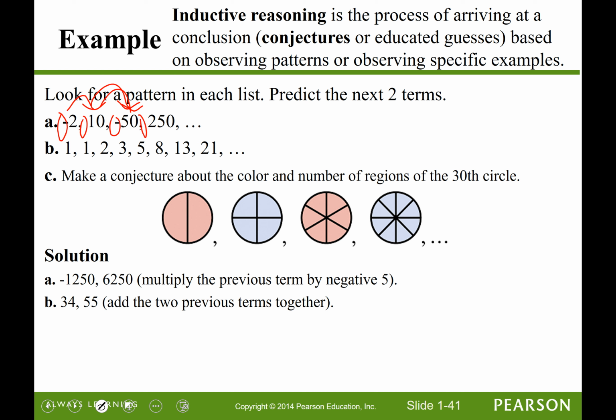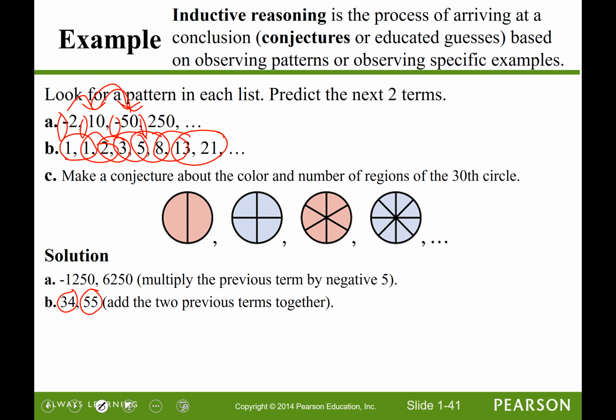And the pattern there is that you're adding the two previous terms together. So 1 plus 1 is 2, 1 plus 2 is 3, 2 plus 3 is 5, 3 plus 5 is 8, and 5 plus 8 is 13, 8 plus 13 is 21, and 13 plus 21 is how we get that 34. And then 34 plus 21 is how we get the 55.